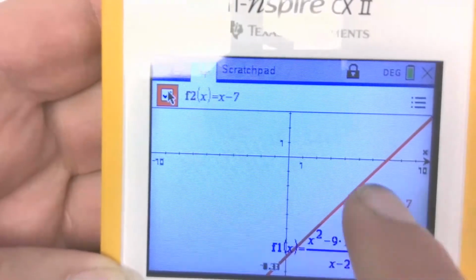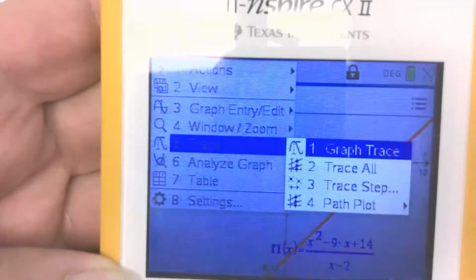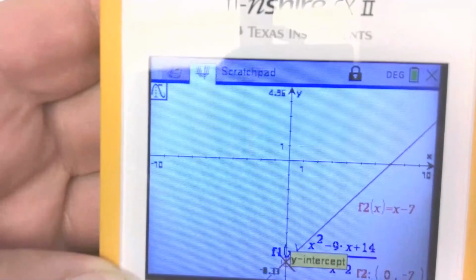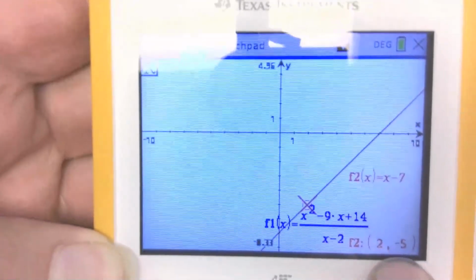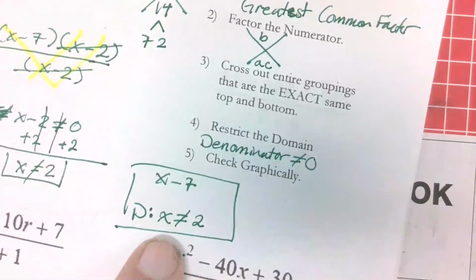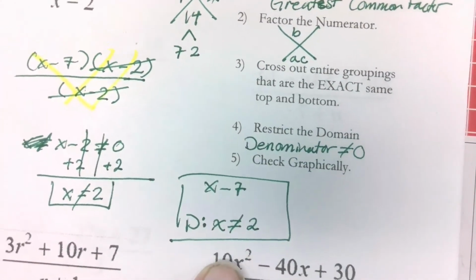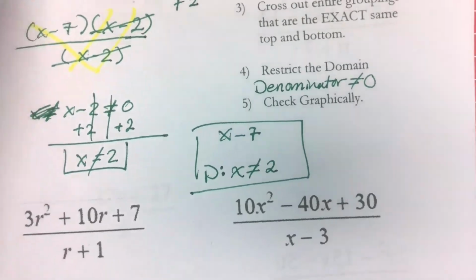The only thing that's different is on the red one, I'm allowed to trace it. Like I can get an actual number on there, which is why we tell it the restricted domain so that it's the same. That you're not allowed to use 2. Okay, you guys ready for the next ones?